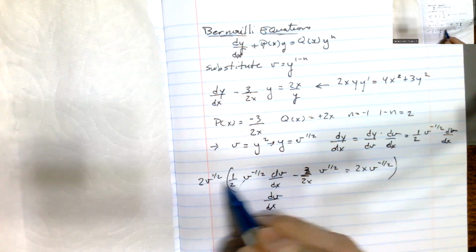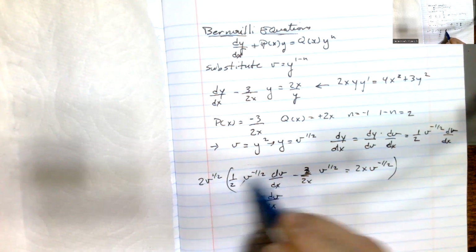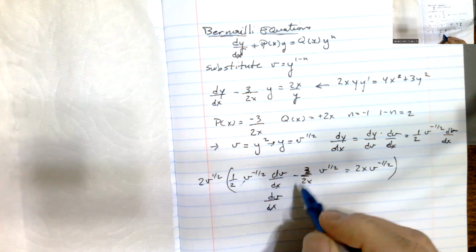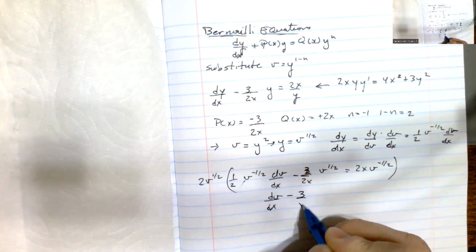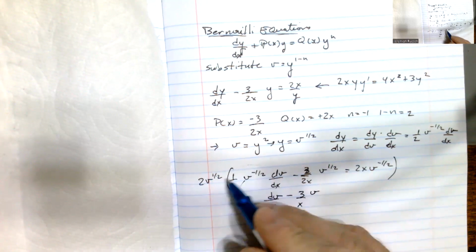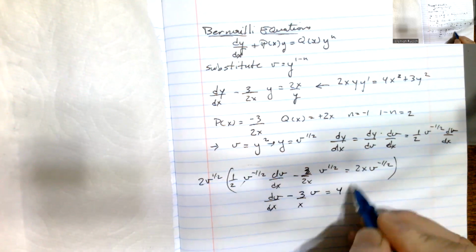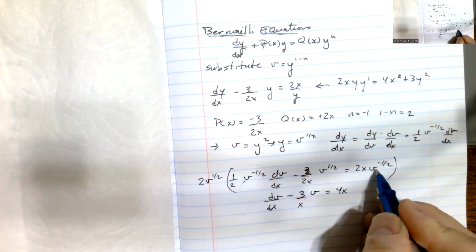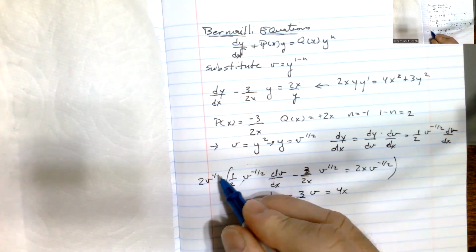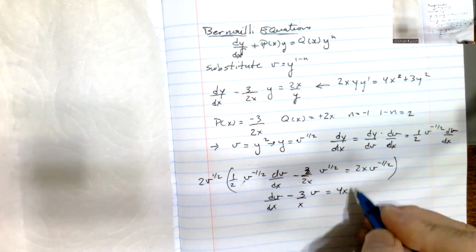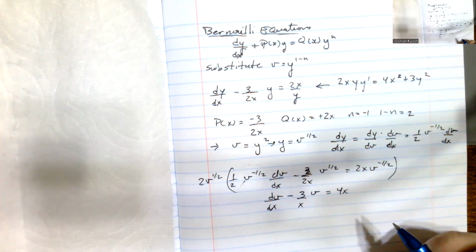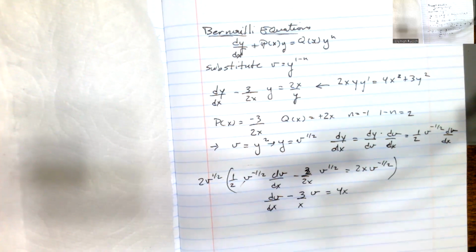Those cancel. The 2 is going to cancel here, and then v to the 1/2 times v to the 1/2, that's going to give me a minus 3 over x v. The 1/2 plus 1/2 gives me v. And then 2 times 2 is going to give me 4. I'm going to have an x, and then v to the minus 1/2 times v to the 1/2 is going to reduce to just a 4x. That did simplify the problem very nicely.